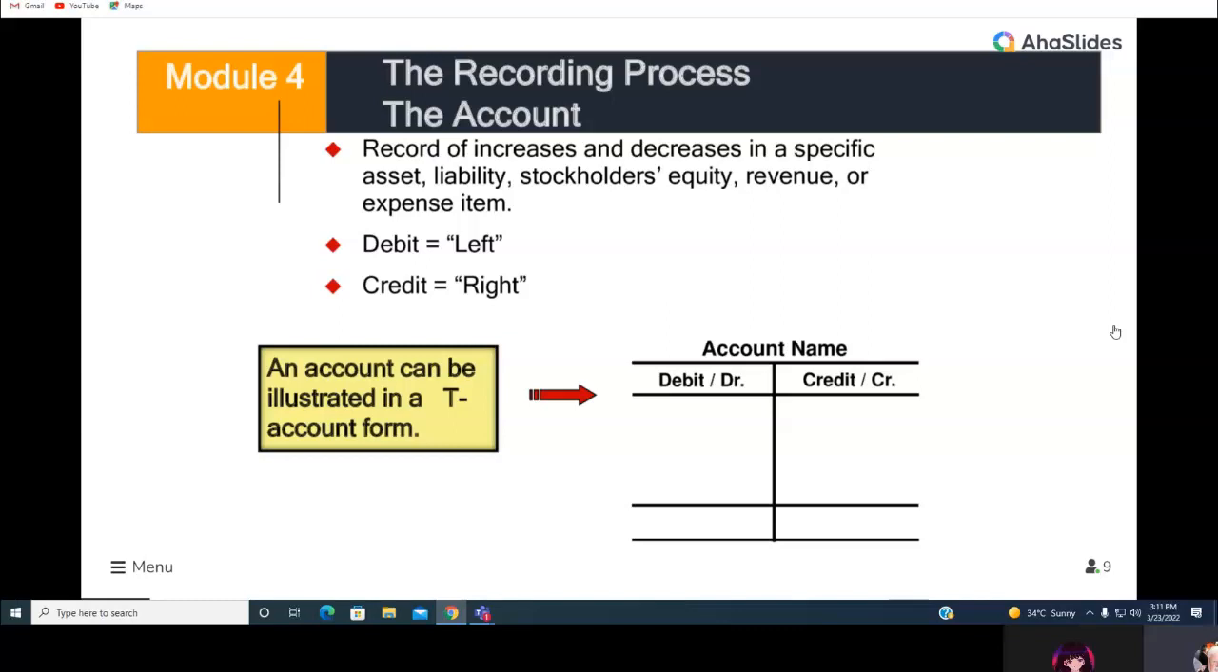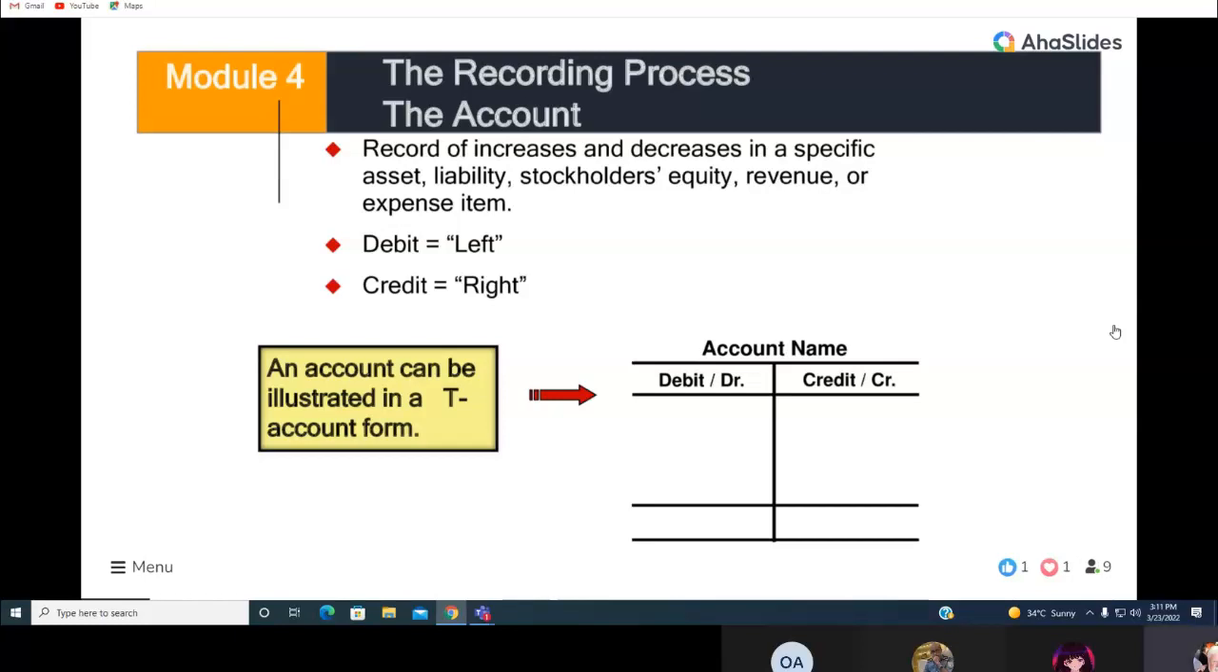Now, if you think of every account in the accounting records as a T, across the top, and there's two sides to the T, the left side and the right side. And what you do across the top is put the name of the account, for example, cash. Now, the word debit is old Italian. It simply means left. That's all it means. And credit means right.